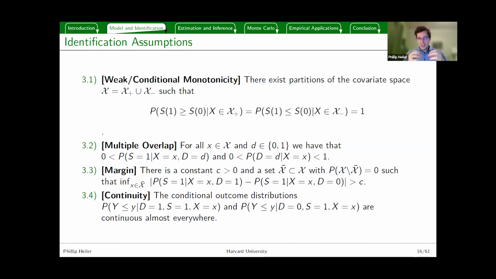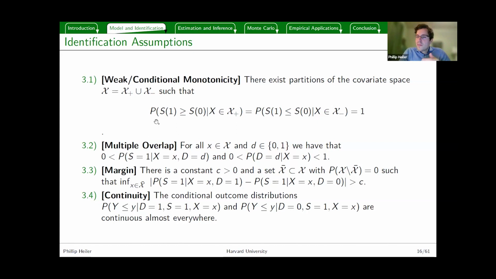The point is that the weak direction of that particular effect of D on S has to be classifiable based on observables only. It's a relaxation of the earlier condition, but there are data generating processes which would violate that. So it doesn't allow for all types of selection, but for a very rich class of selection behavior.